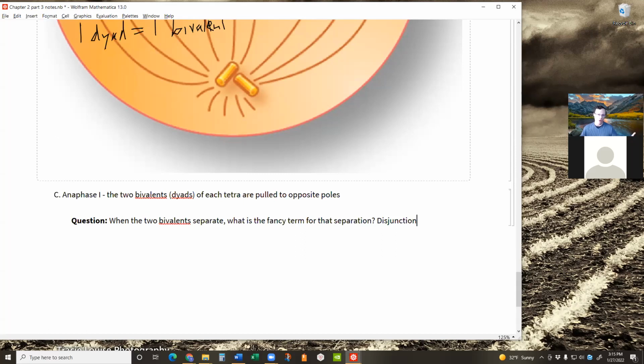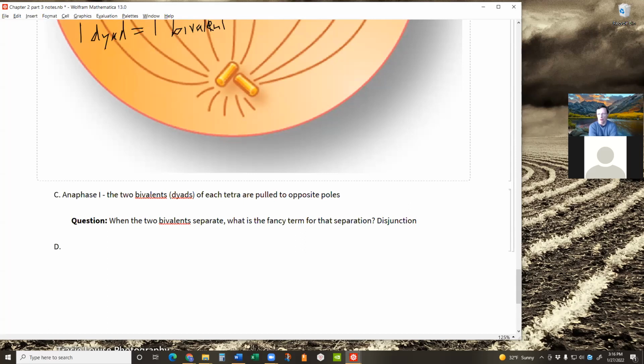So you may have heard in other courses that sometimes genetic diseases and unusual things happen when a cell experiences non-disjunction, right? Trisomy 21, Down syndrome. When the bivalents do not correctly separate, that's non-disjunction. And it can cause a cell to have more than the normal copies of the chromosomes, such as Down syndrome children experience. Okay. Let's continue here.